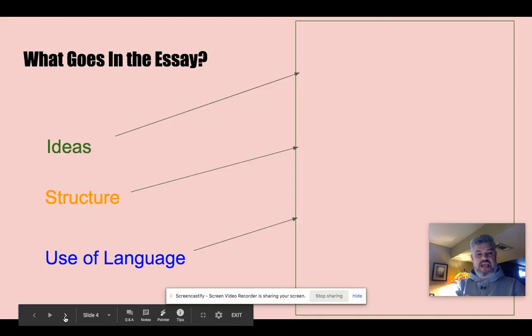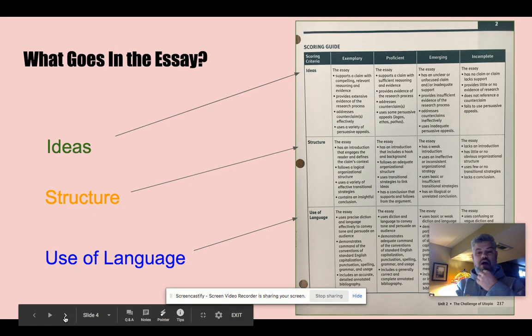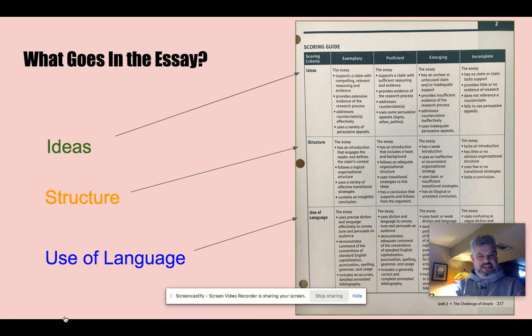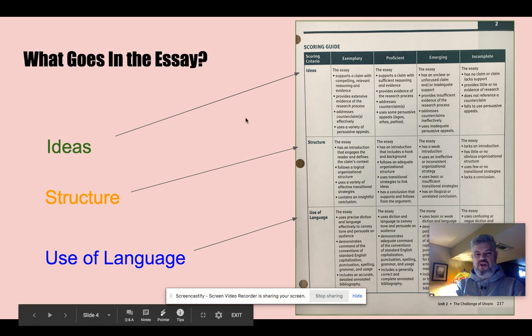Okay, so we've got that. All right, so now what's going to go into the essay? As you can see, we've got the photo over here of our rubric for this particular essay. It's very similar to the rubrics that we've already done for other embedded assessments. But you can see that the three sections that we have are ideas, structure, and use of language.